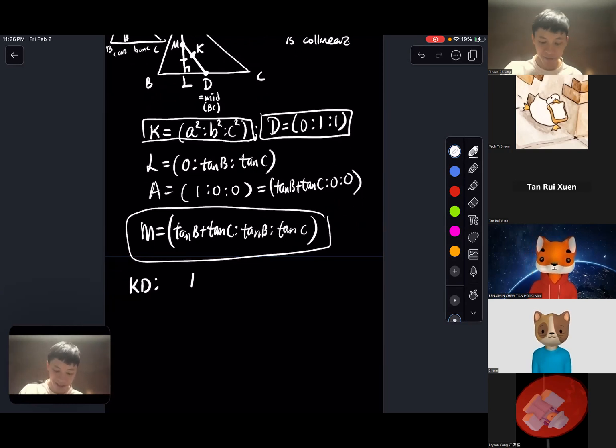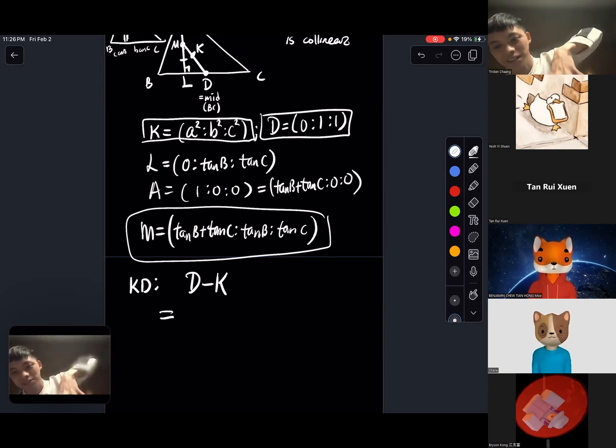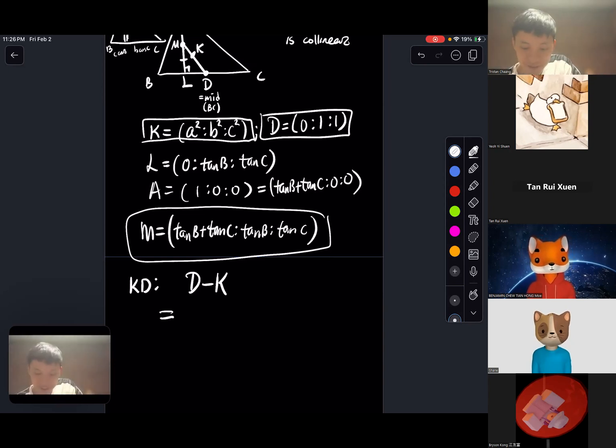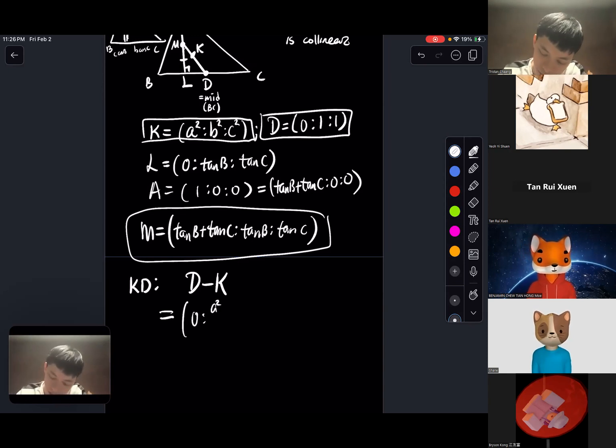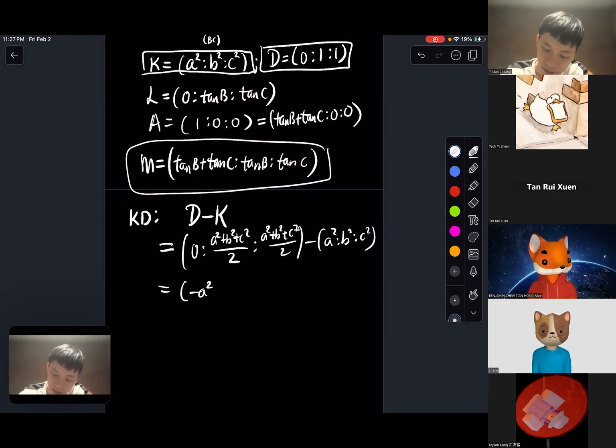To find KD, it's going to be D minus K. But again, you have to make sure they are scaled the same size first and then subtract. So here, let's scale them. D, you have to multiply by A squared plus B squared plus C squared over 2. So that would be 0, A squared plus B squared plus C squared over 2, minus A squared, B squared, C squared. So this is minus A squared, minus B squared plus C squared, A squared plus B squared minus C squared.